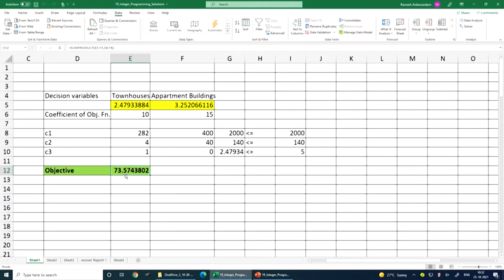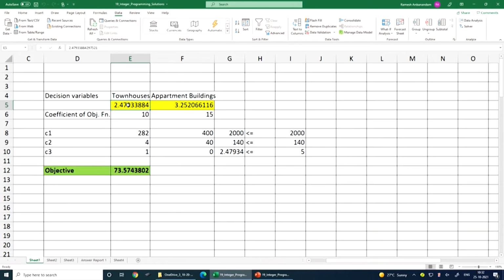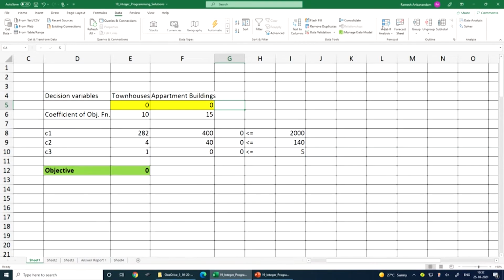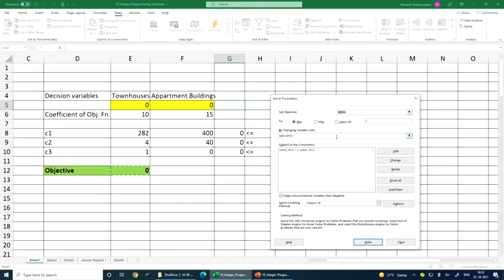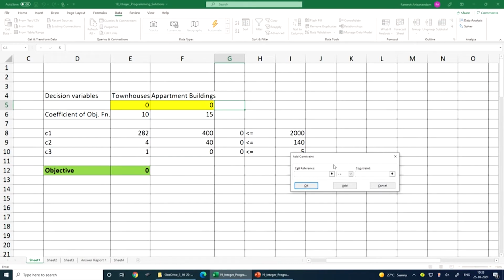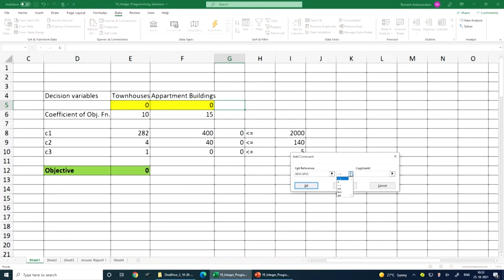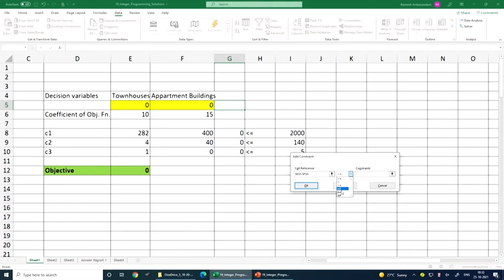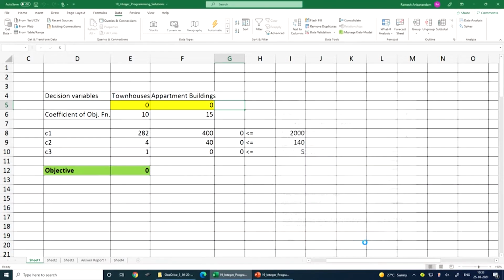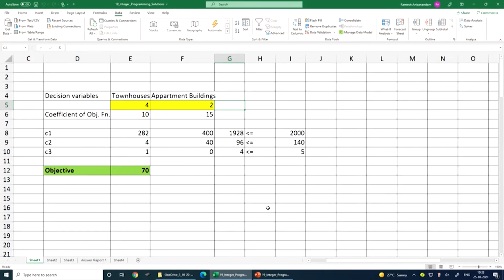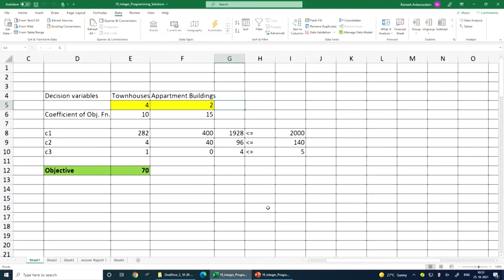For the same problem I am going to impose the integer constraint. Go to Solver. Now, you add a new constraint, you select E5 and F5, then there is the option BIN that represents INT, integer. Then OK, then you solve it. Now, this solution can be implemented. So, we have to go for 4 townhouses and 2 apartment buildings. The objective function is 70.